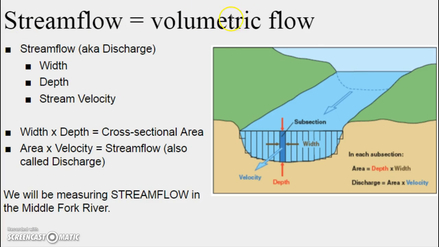Stream flow is the volumetric flow. Stream flow, also discharge, is measured by measuring the width, the depth, and the stream velocity. The width and the depth give a cross-sectional area. So the width would be how wide the river is, and the depth would be the average depth of these. That's an area, so a cross-sectional area. So area times velocity is going to give us a value of stream flow, or discharge. We will be measuring the stream flow in the Middle Fork River. We'll simply be measuring the width, the depths, and the velocity, and we can multiply them together and get a value in cubic meters per second.